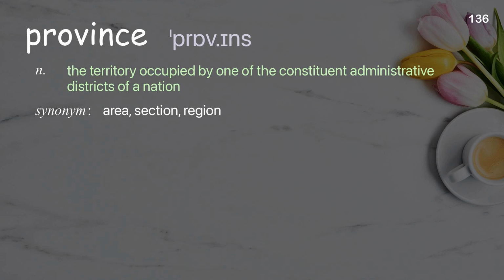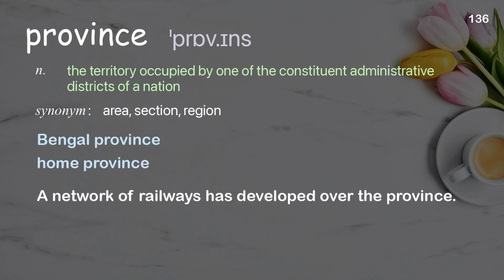Province. The territory occupied by one of the constituent administrative districts of a nation. Examples: Bengal Province, Home Province. A network of railways has developed over the province.